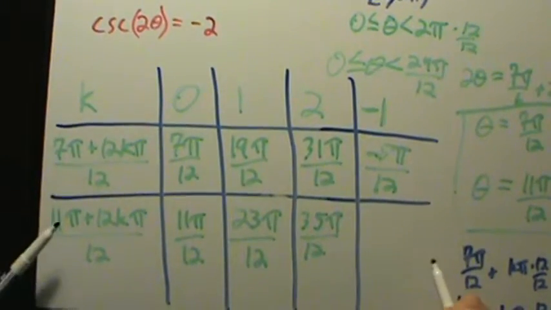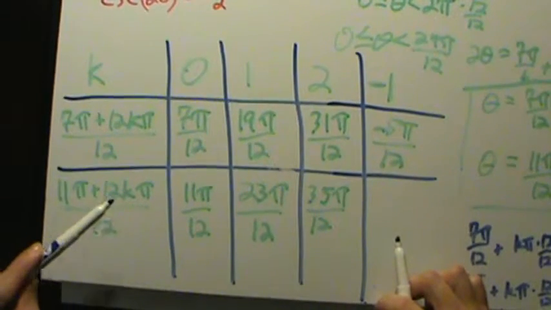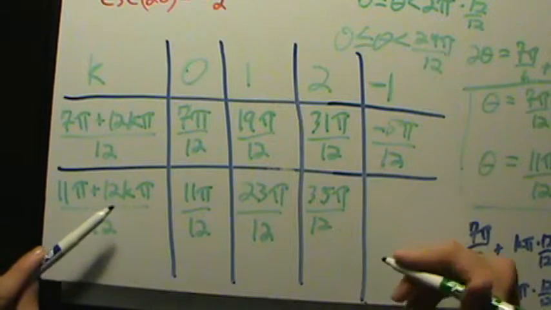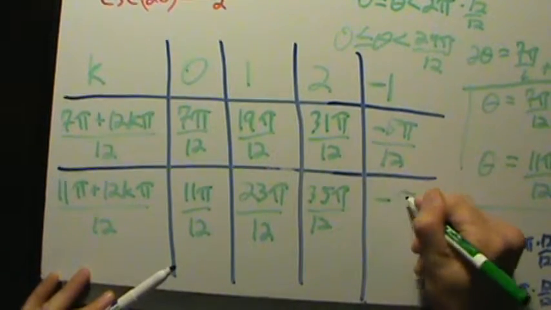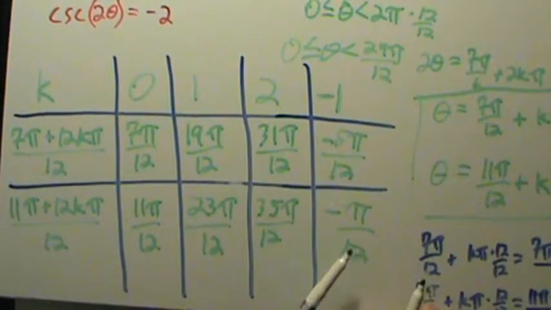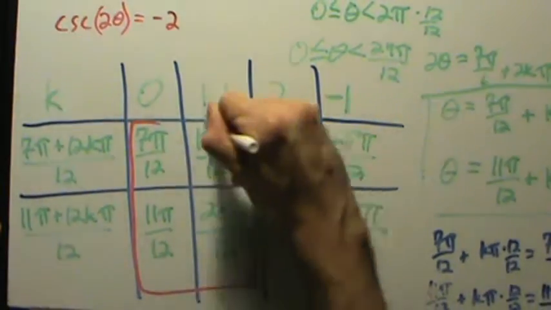What about over here? 11 pi plus -12 pi. Okay, 12 times -1 times pi, that's -12 pi. So 11 pi minus 12 pi is -1 pi. So we have -pi over 12. Also outside of the interval from 0 to 2 pi. So the only solutions for part B then are these 4 right here.